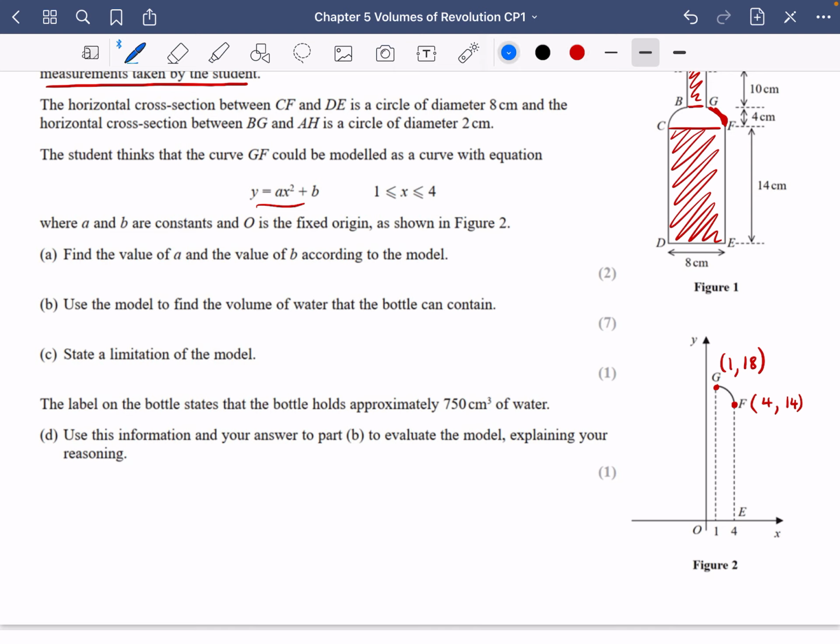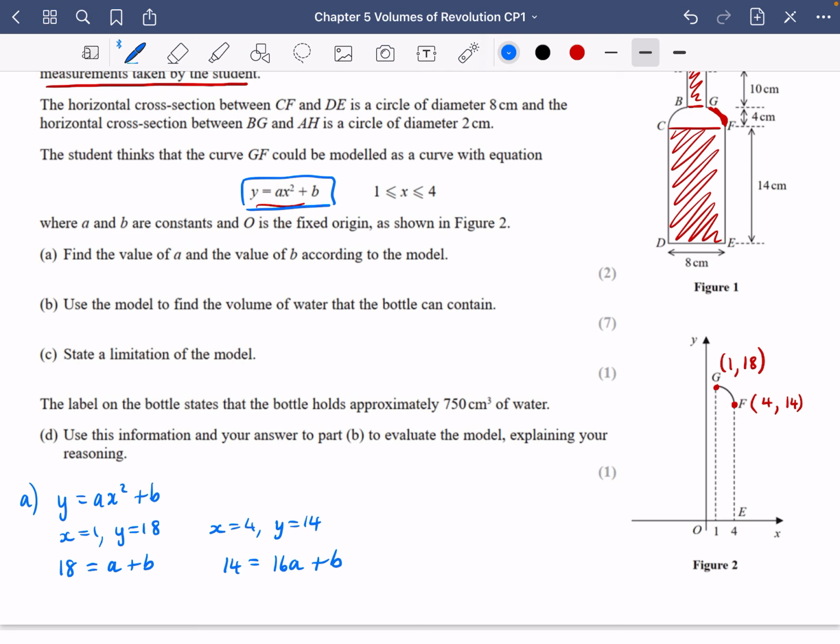Now you're probably thinking, why is he calculating the coordinates? What are they going to be used for? Well, I'm just going to sub those coordinates into this equation, and it should help me to find out what a and b are. Just see how it goes with me. So we've got y equals ax squared plus b. What we're going to do is sub in what happens when x equals 1. We know that y is equal to 18. So 18 equals a times 1 squared plus b. When x is equal to 4, y is equal to 14. So 14 is going to be equal to ax squared, which is 16a plus b.